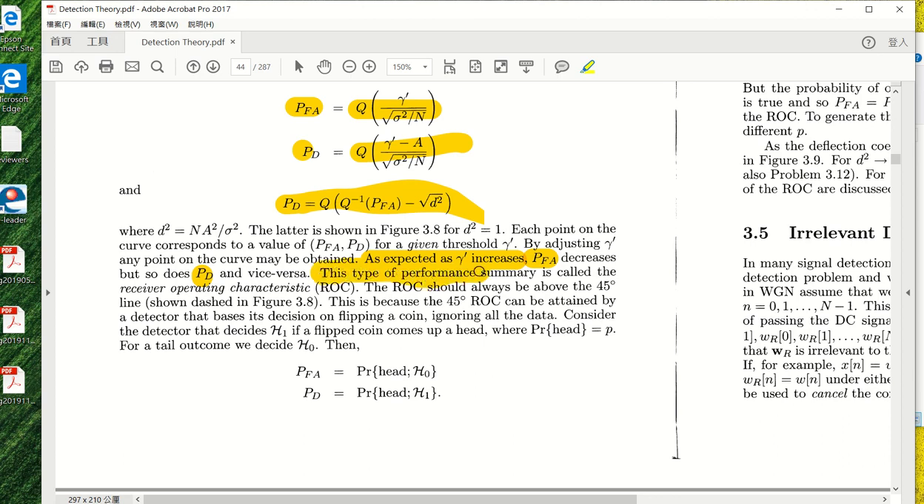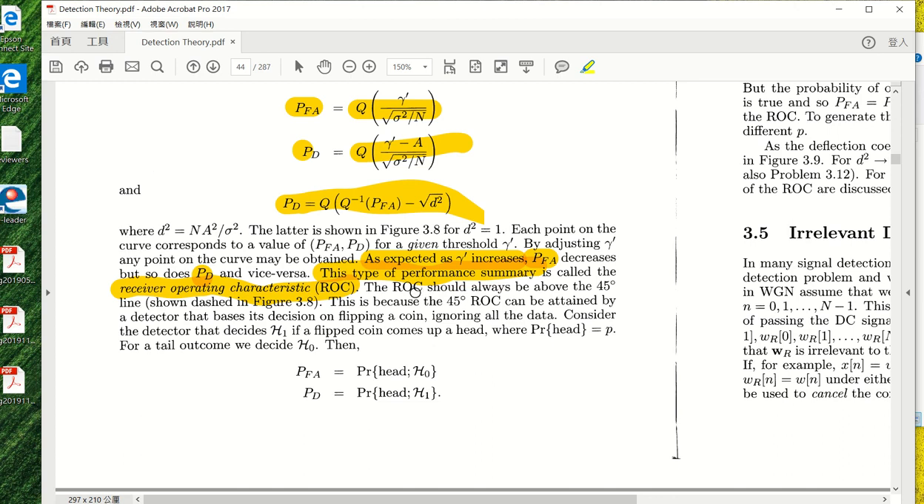So we find a way to summarize this detector. This type of performance summary is called receiver operating characteristic. Again, this is very important. I want you to remember this because whenever you encounter a binary detection problem, you need to talk about the receiver operating curve. Otherwise, your discussion will be insufficient. You can set a threshold and say you have good performance, but without ROC, you don't get a summary of the performance.